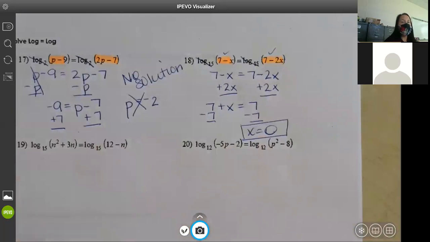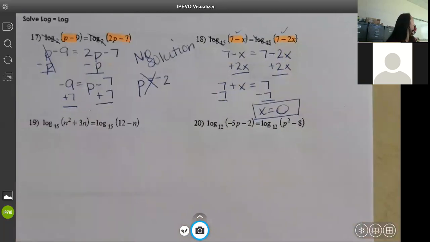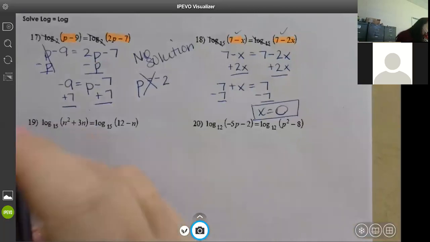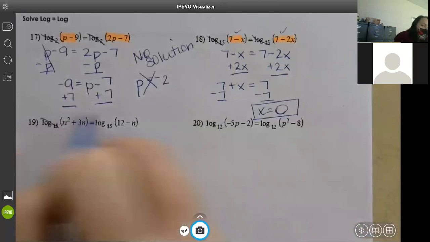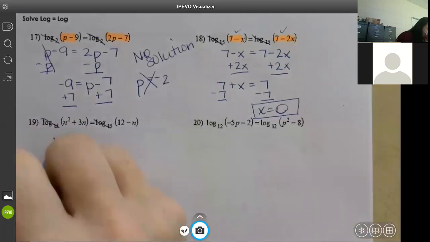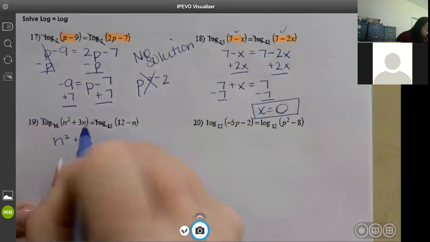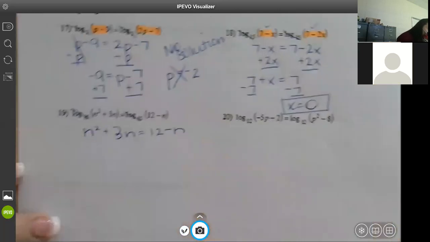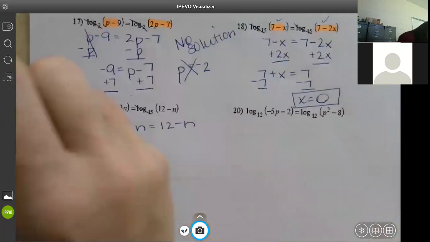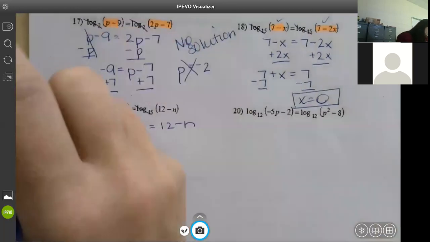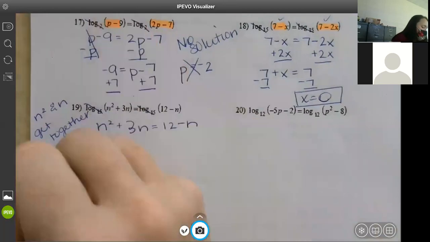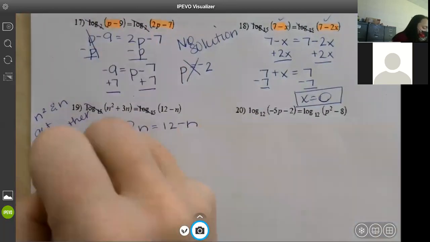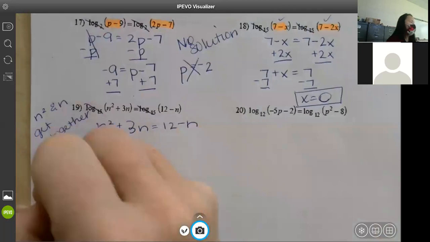All right. So 19 and 20 are pretty much the crappiest problems you're going to do. And I'll tell you why. It's not anything hard. It just takes a long time. So one log on one side, one on the other, we mark it out. But this time we have an n squared and an n. So remember, if you have n squared and an n, you're going to get that together, factor and solve. That's why, that part right there, factoring.